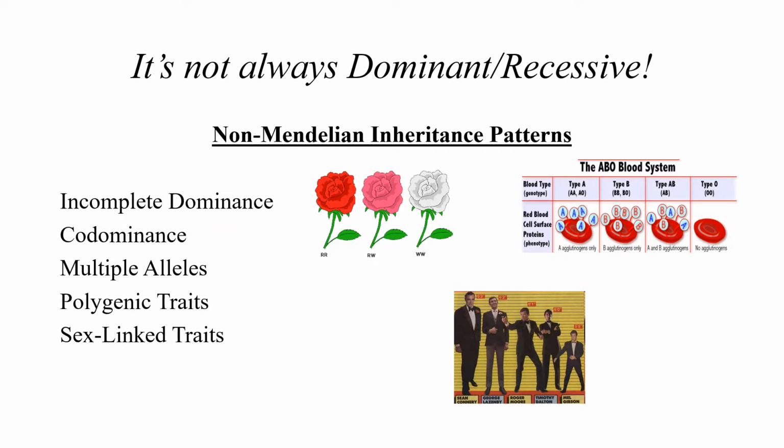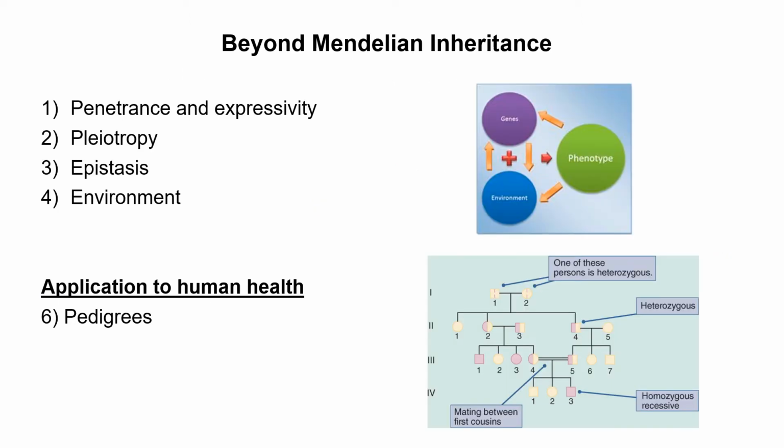So now, in addition to these, I'm going to talk about other examples that go beyond Mendelian inheritance. I'm going to talk about penetrance and expressivity, pleiotropy, epistasis, and the environment. And next class, we will talk about some examples with the pedigrees, which will also be in the test. So let's start with penetrance.